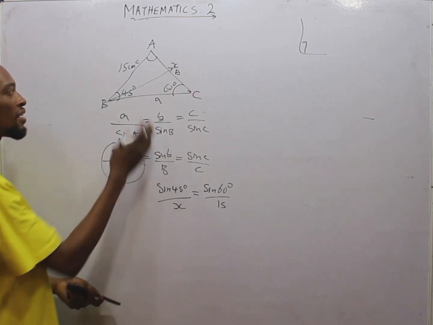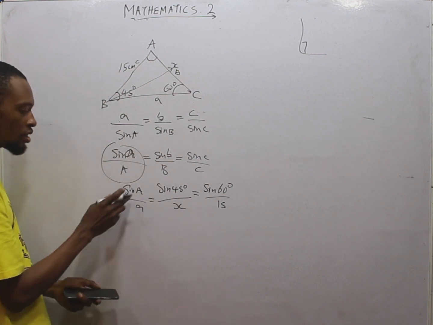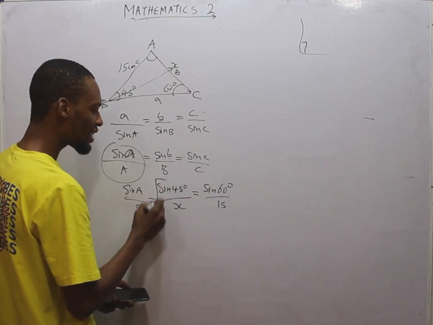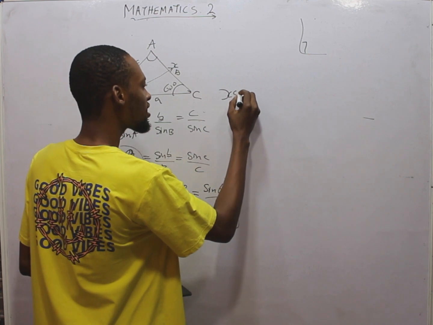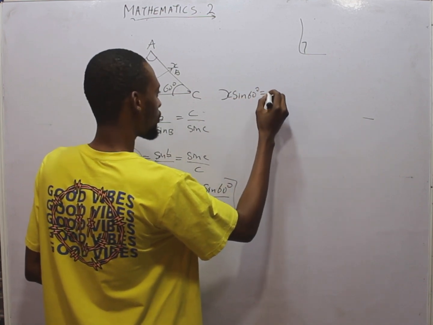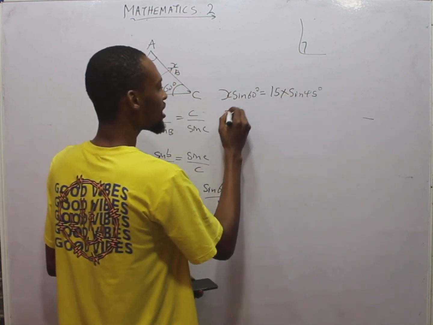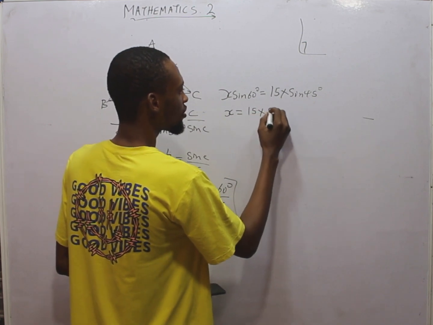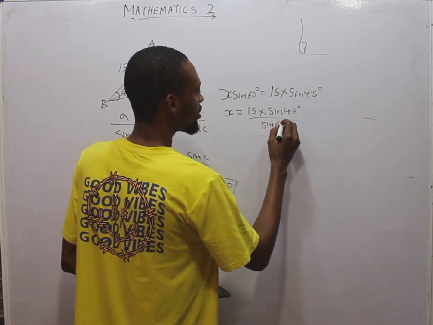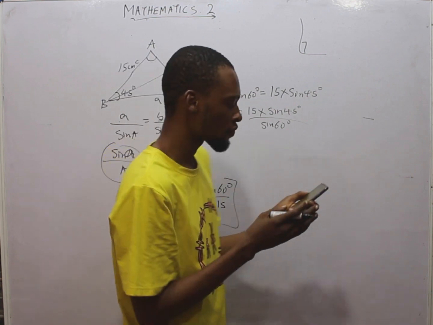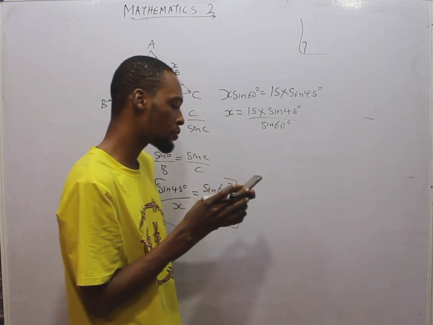You can actually add A to have sine A over a equals, this is equal to this and this is equal to this. So this and this are enough to get s. How? Cross multiplying, s sine 60 degrees is equal to 15 times sine 45 degrees. s is equal to 15 times sine 45 degrees all over sine 60 degrees. So that is the answer. Breaking that down, you simply get 5 root 6. That is the correct option, option A.